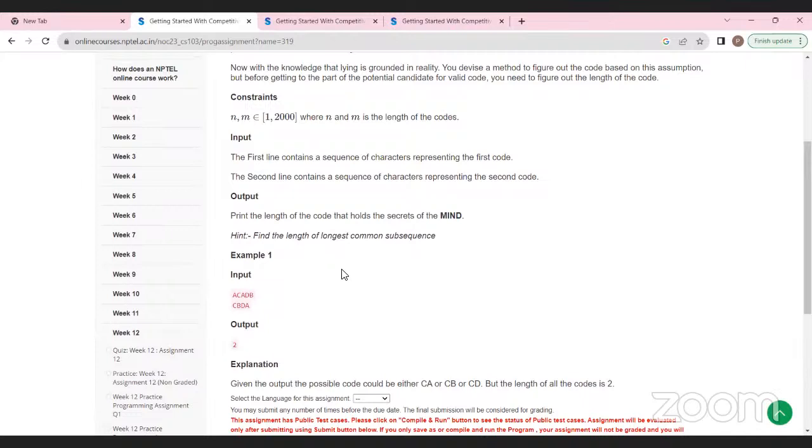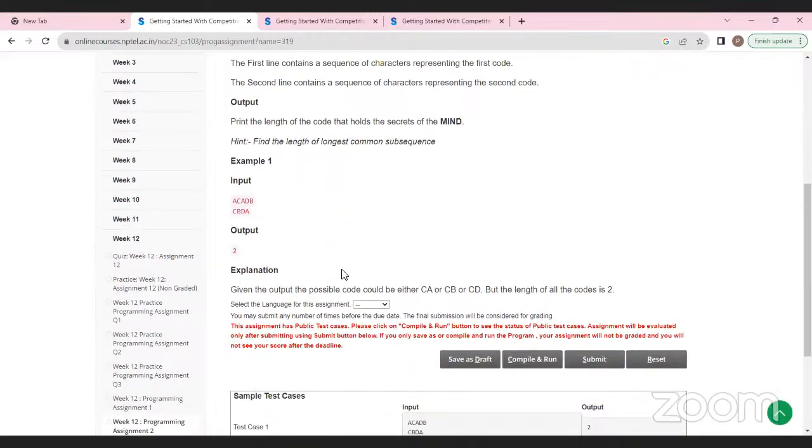So, Pushpin, in short, yes. What we are trying to find out here is the longest common subsequence. Correct? Yes. Okay, in two strings, we are just finding the longest common subsequence. Yes. Okay. I hope it helps. Any questions?